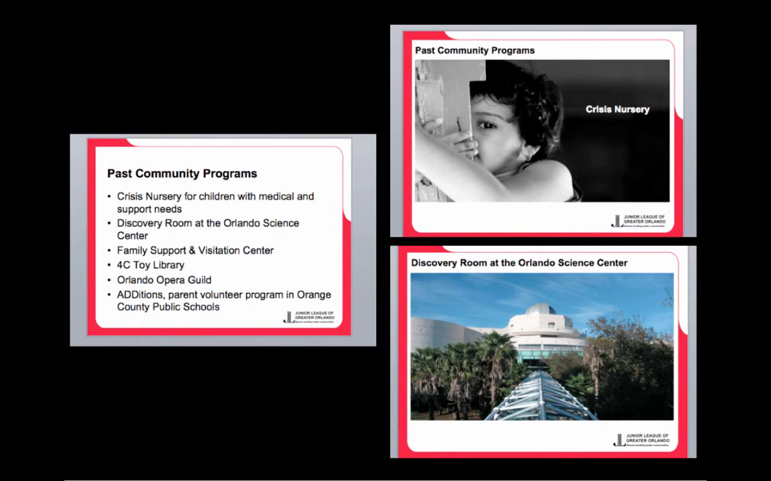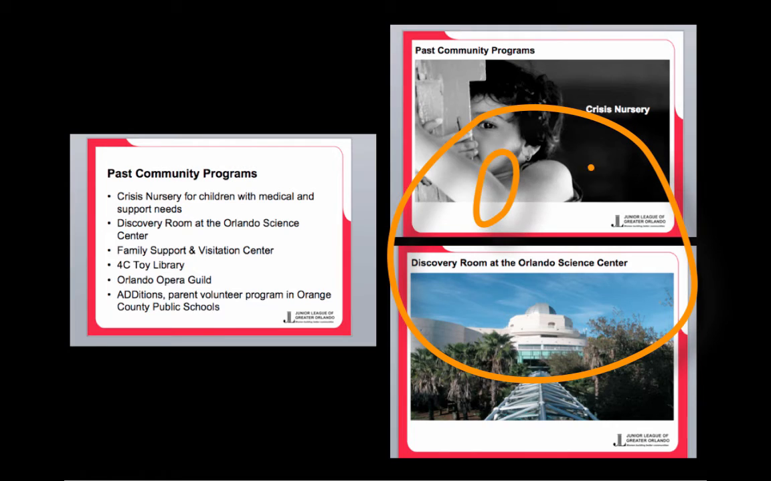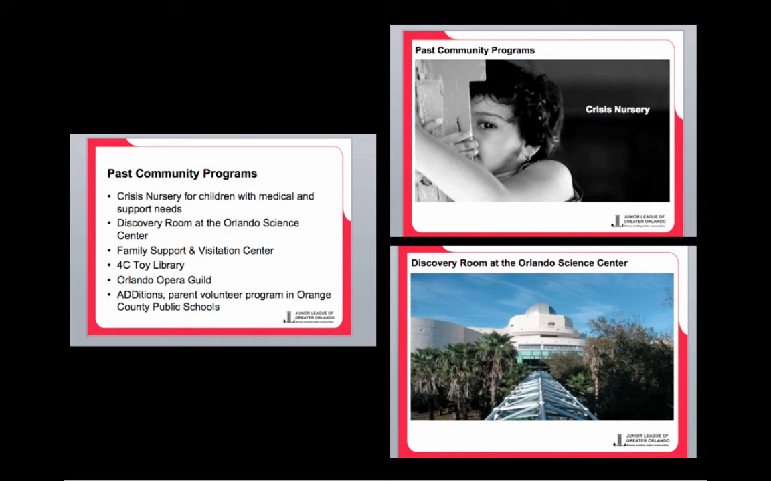So instead, they just chose 2 of their most effective programs and highlighted that in their presentation. So the Crisis Nursery and the Discovery Room at the Orlando Science Center. Now, 2 things here on these 2 slides to your right. You see that they have one nice big picture. That's a really good idea for any of your slides. Just one big picture that represents what you're talking about, and then just a little bit of text.